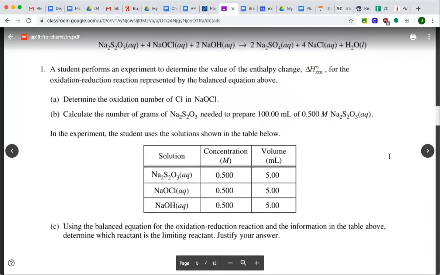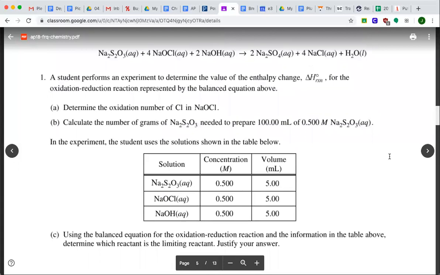Okay, so let's talk about this. So now I need to be scrolled up here. So let's talk about what we're dealing with here. So over here, we have 0.5 molar and 5 milliliters, right, for each of these. And if you want to do the math out, we're going to have the same amount of each, but let's go ahead and do that.